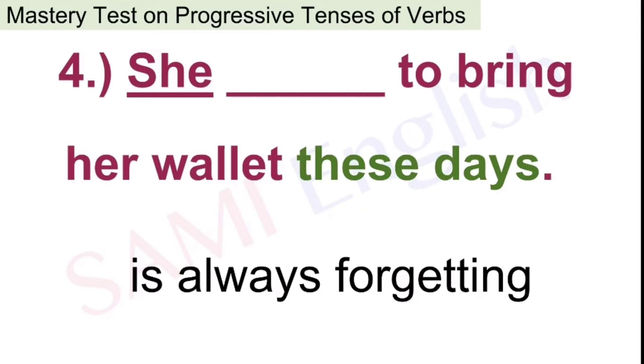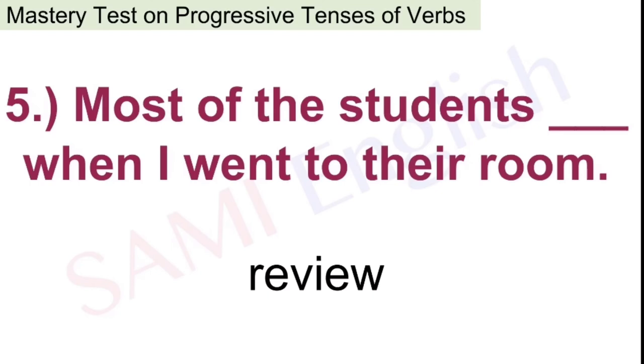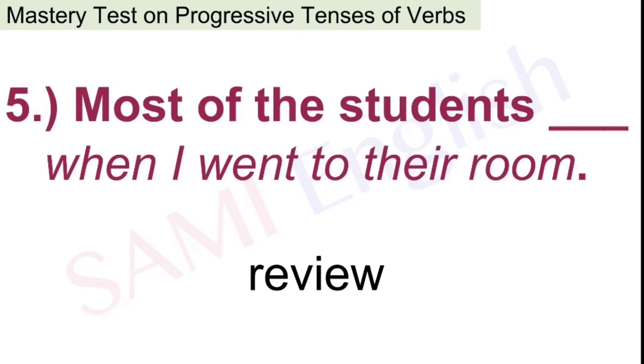Number five, most of the students blank when I went to their room. In this sentence, there is a second clause, okay? When I went to their room. We discussed in previous videos that when there is a when clause, a second clause, you just look at the verb used in that clause. Here, the verb used is simple past, okay?